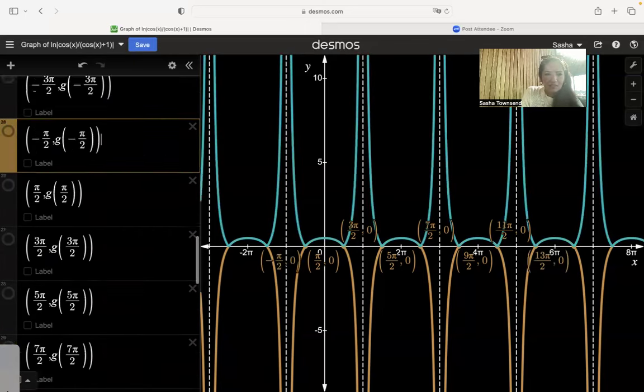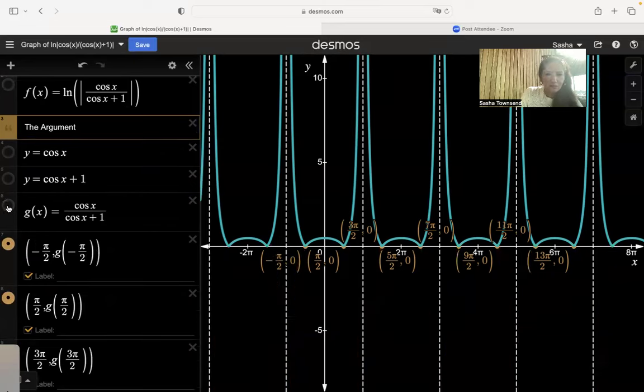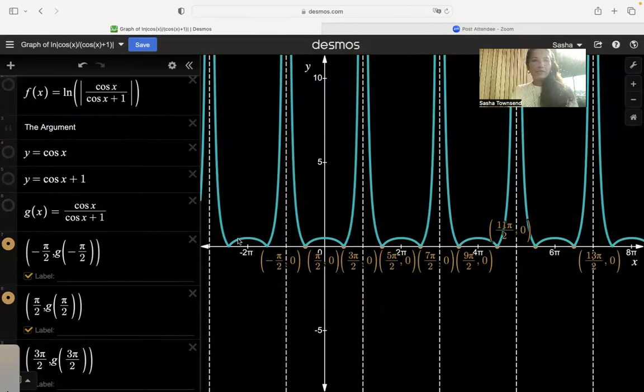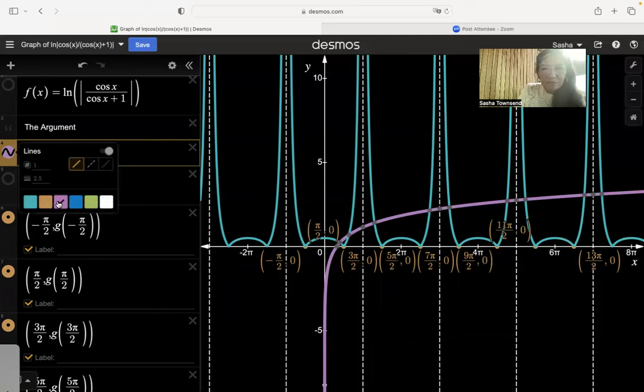I'd like to get rid of that g of x graph now, because let's just look at the absolute value of g of x instead. So that's what we're looking at. Now, when we take the natural log of something, remember what y equals the natural log of x looks like. Let me get rid of that cosine of x code. Let's look at natural log of x. Can you see it? Did it graph it? Natural log of x looks like that.